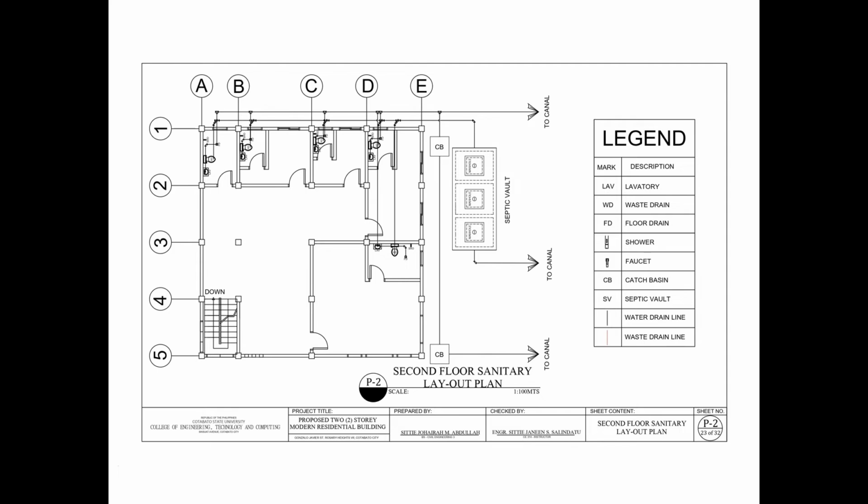So in the picture shown, the lavatory and floor drain is connected to the water drain line, and it goes to the catch basin and it goes to the canal. Whereas the waste drain is connected to the waste drain line, and it goes to the septic vault after it goes to canal.